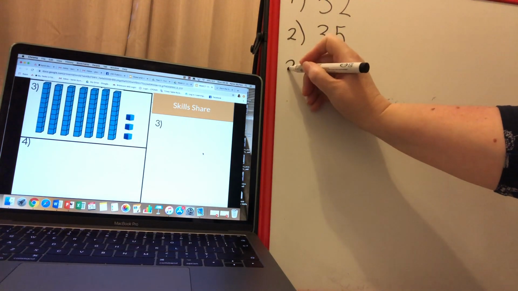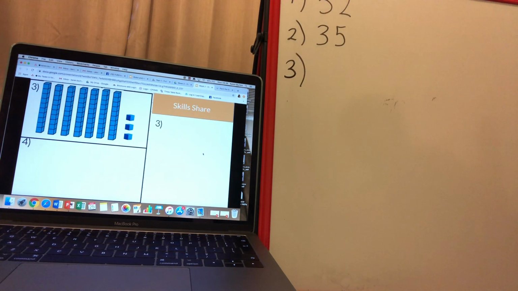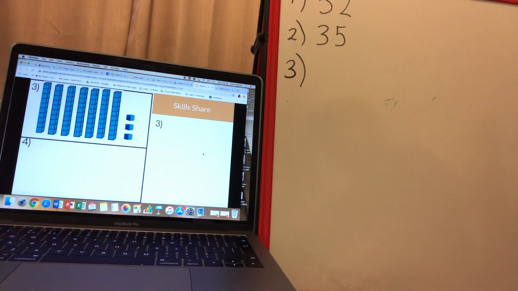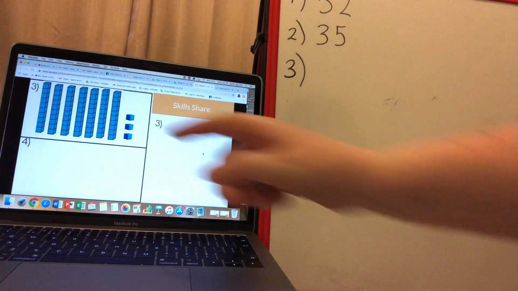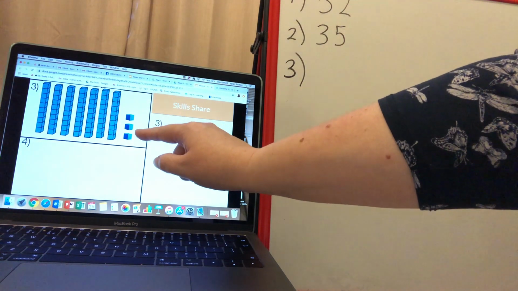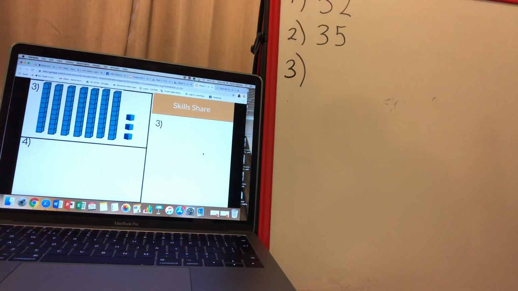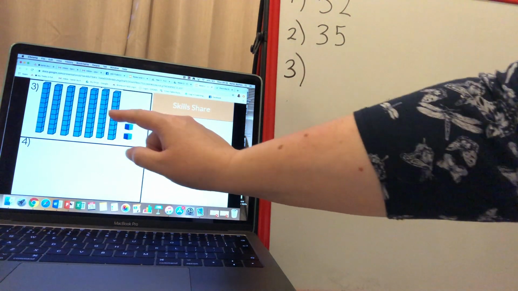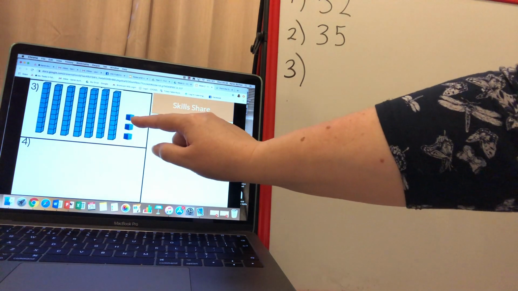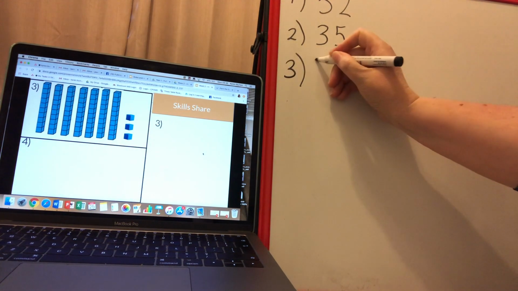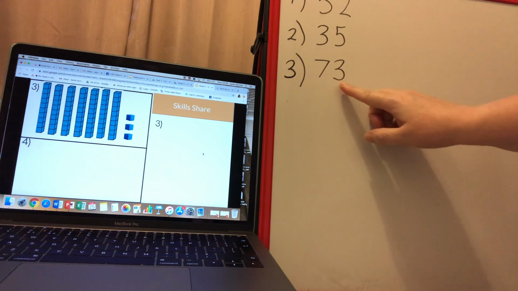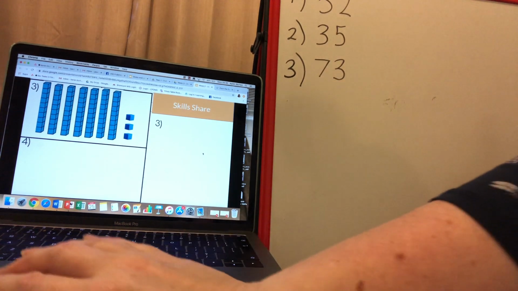Question 3. What do I need to count these tens rods in? And what do I count these cubes in, these ones in? Yep, I count the tens rods in tens, and then I count on the ones in ones. So 10, 20, 30, 40, 50, 60, 70, 71, 72, 73. 73. Make sure you get your digits the right way round. There were 7 tens and 3 ones, 73.